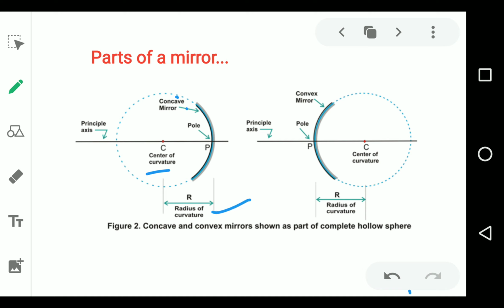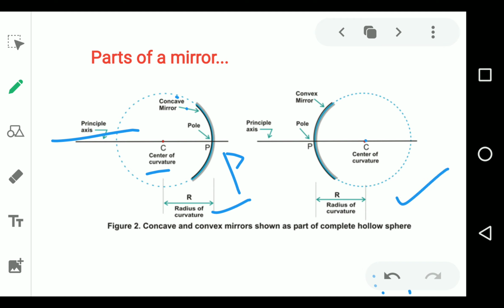Okay, and the line or the diameter which passes through the center of curvature is known as the principal axis. And the point where the principal axis intersects the mirror is known as the pole, or we can represent it as P. And all these parts are seen for the convex mirror also.